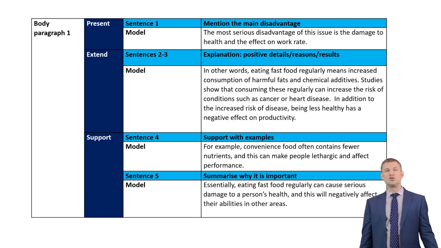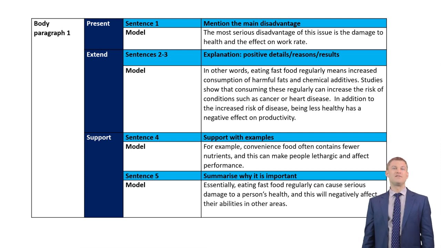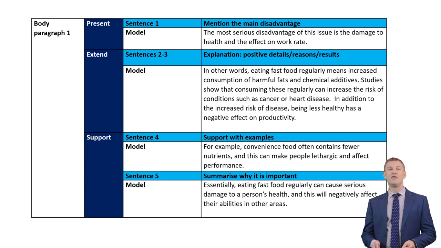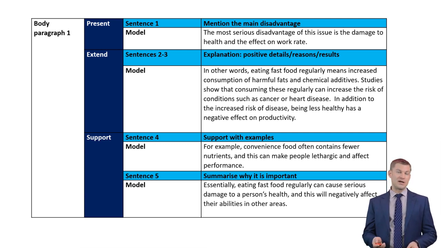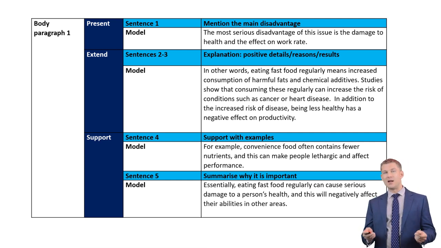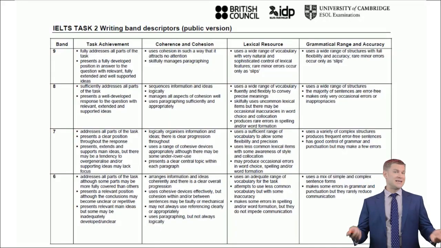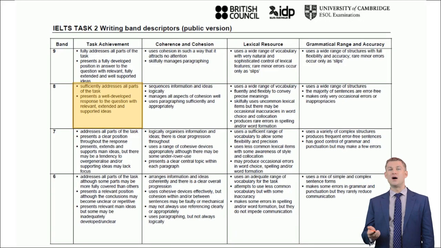Next, we move on to explain the knock-on negative effects of this disadvantage with details and explanation. Following that, we need to support our argument with examples. The final step is to summarize why this disadvantage is so important. If we're aiming for a band 7 or 8+, it's really important we fully develop, extend and support our ideas. You can see that here on the official marking scheme.